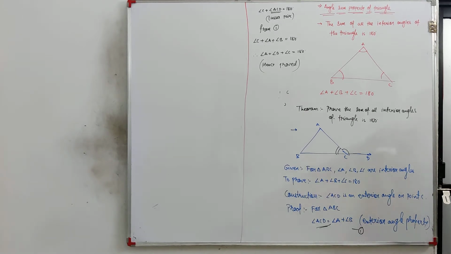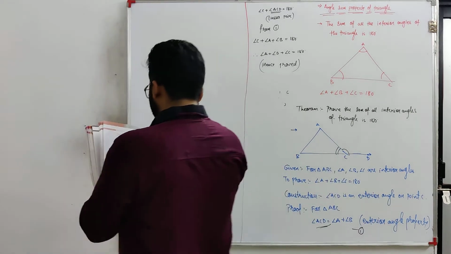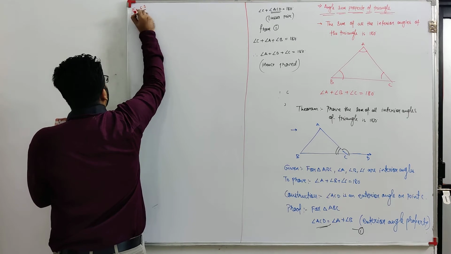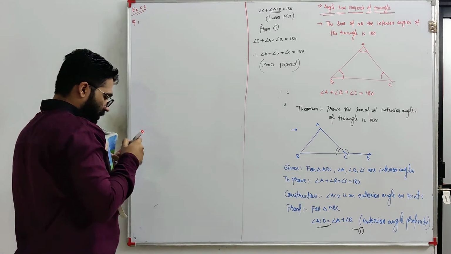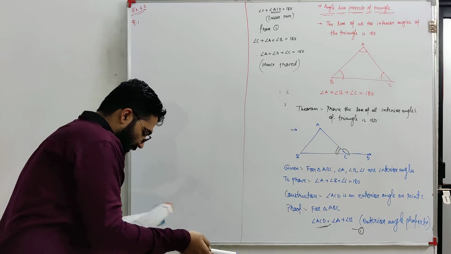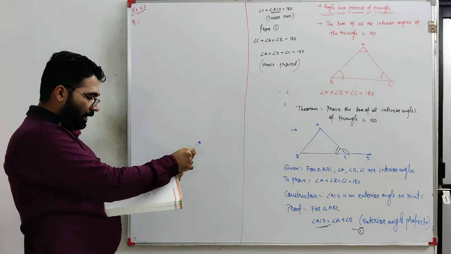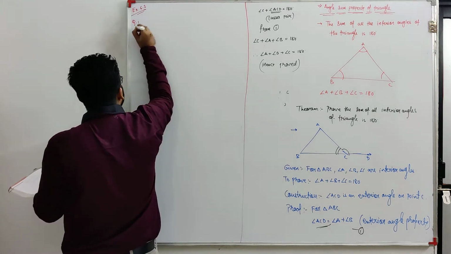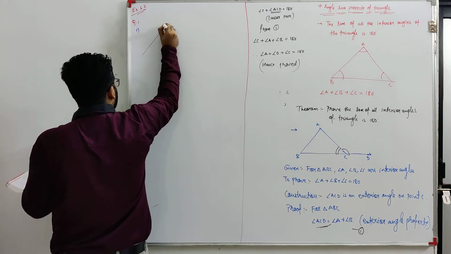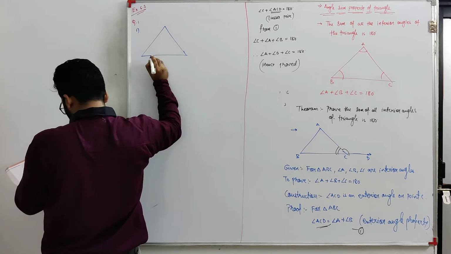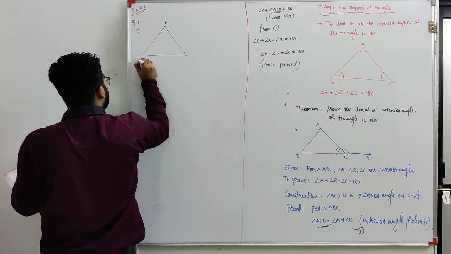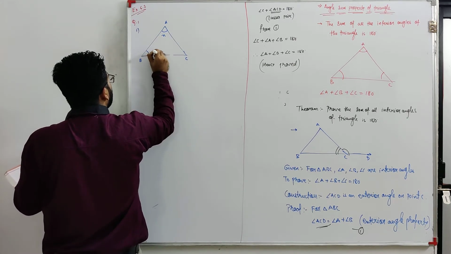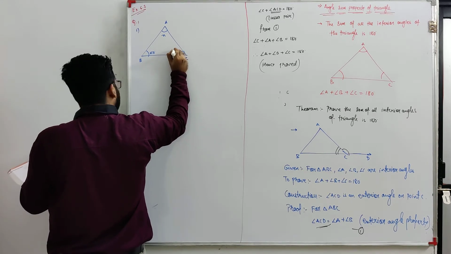In exercise 6.3, there are some different questions. That is question number 1. What is question number 1? The first question says: find the values of unknown x in the given diagram. The diagram is given like this: A, B and C. This one is x, this one is 50 degrees and this one is 60 degrees.